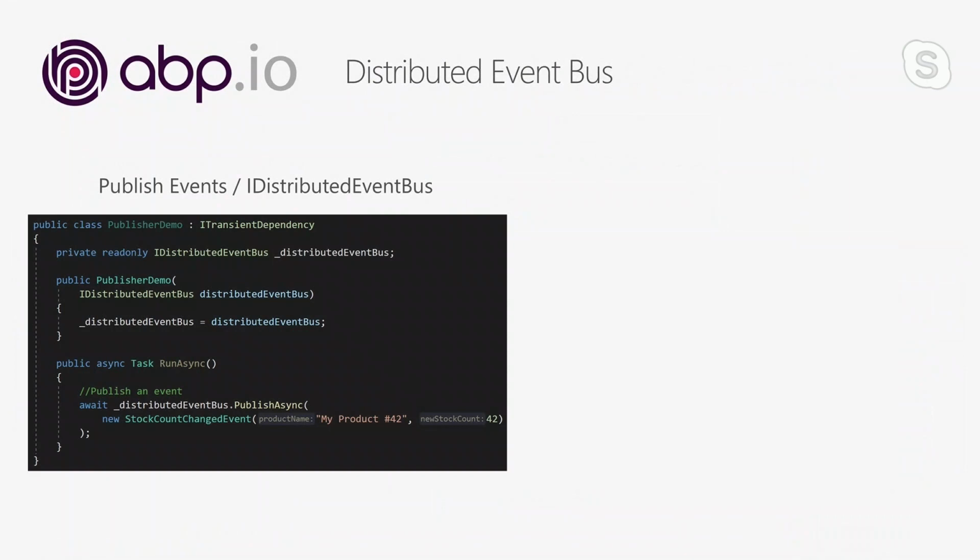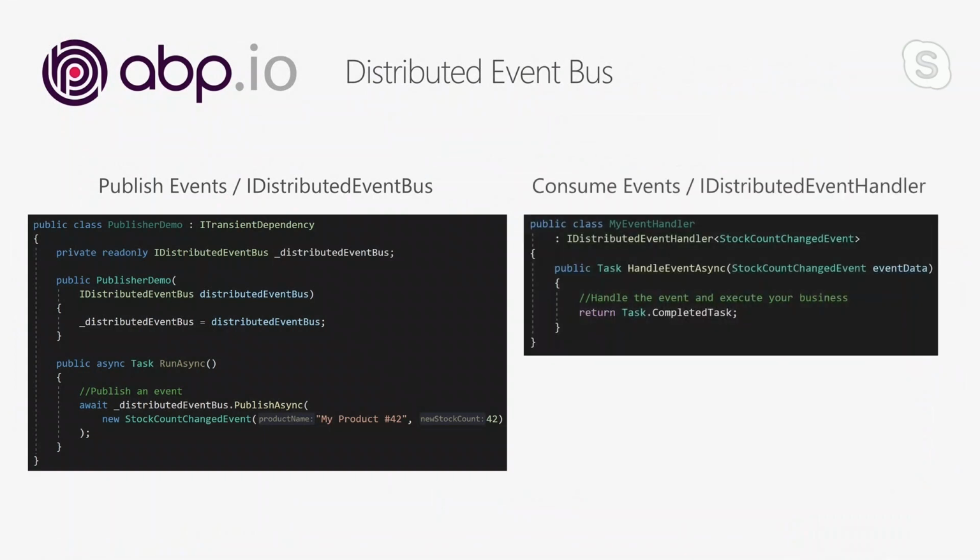ABP provides a distributed event bus out of the box. Publishing an event is pretty easy. Just inject the IDistributedEventBus service and use the publish method. Subscribing and consuming an event is also easy. Just implement the IDistributedEventHandler interface and fill in the HandleEvent method. The rest of the communication and retry mechanisms are handled by the ABP framework. It's integrated to RabbitMQ as a first implementation. We will add more options in the future.